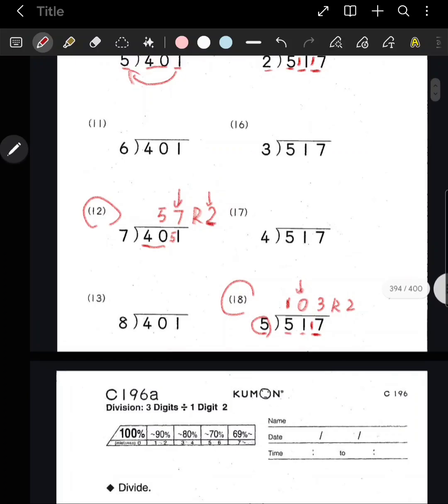So hopefully this video helps you guys understand how we can do long division, especially with multiple digits divided by just one digit, very easily with some help of our side steps. Okay, hope this one helps.